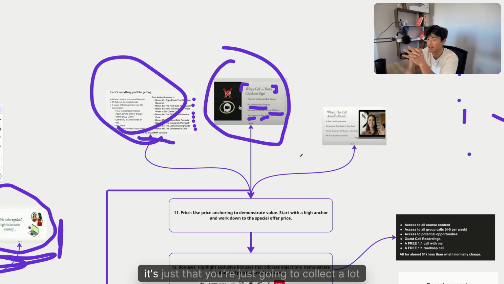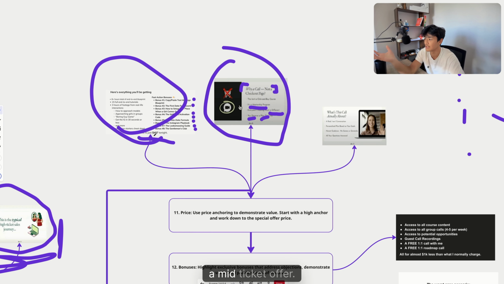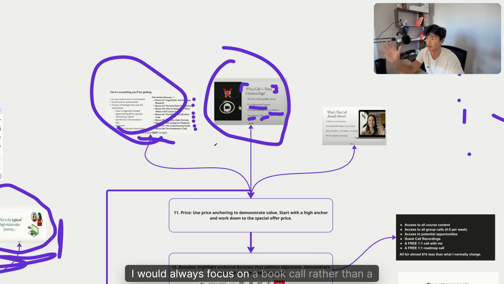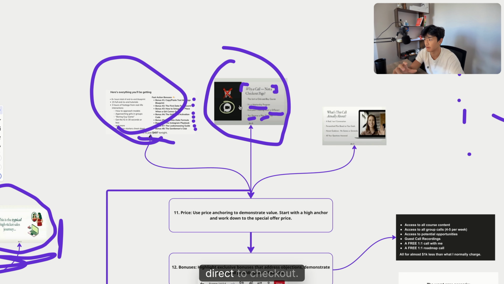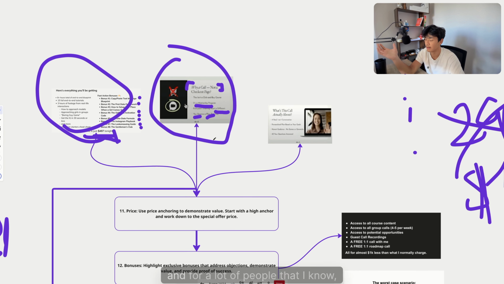In reality, you're just gonna collect a lot more cash because you get the chance to sell high ticket instead of just a mid ticket offer. That's what you want to do. I would always focus on a book call rather than a direct to checkout. In my experience, it's just been working better, and for a lot of people that I know, it's also working better.